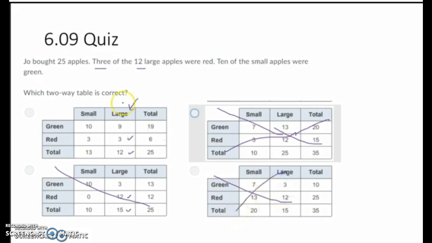It has to be the first one just based on that, but you could double check with the 10 of the small apples were green. Well, there had to be 13 small apples since 12 of them were large. That means the other 13 had to be small. And notice 10 were green, 3 were red. 10 out of the total 13. You see your total of 25. Everything is good there.